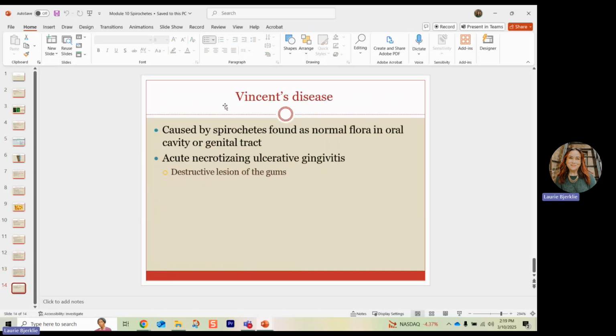And then Vincent's disease is also caused by spirochetes that are found as normal flora in our oral cavity or genital tract, and that causes acute necrotizing ulcerative gingivitis. Because it can be in the oral cavity, it can cause destructive lesions of the gums. So that's just one final mention.